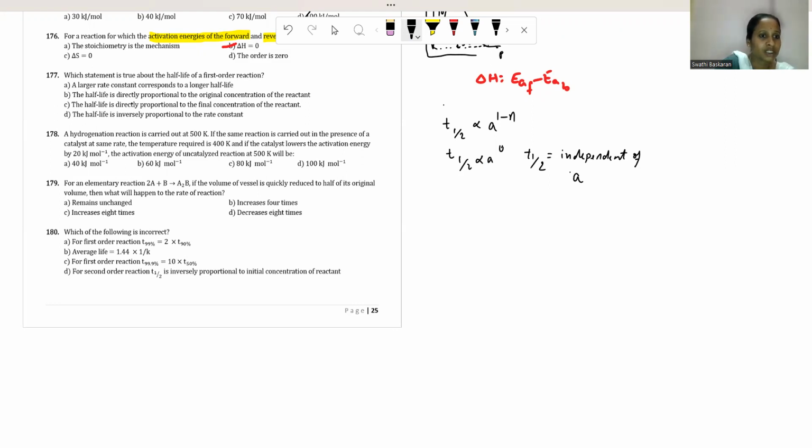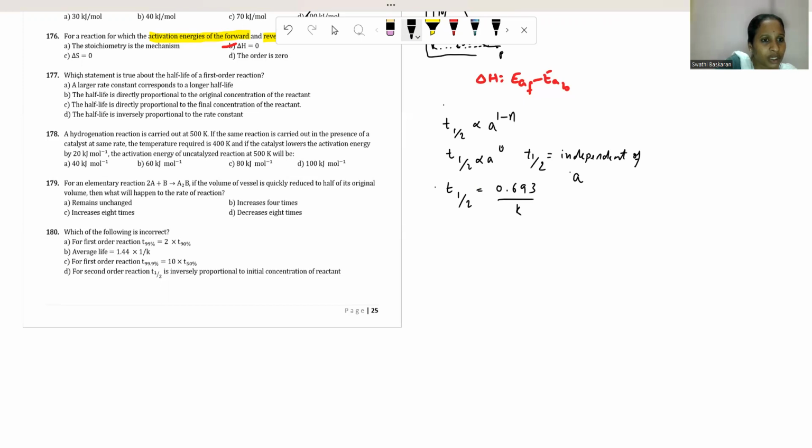What are they giving? A larger rate constant corresponds to a longer half-life. So how is this going to be? Because they are saying larger rate constant corresponds to longer half-life. So we know the T half formula of first order reaction: T half is equal to 0.693 by K. So they are talking about rate constant. If we have a large rate constant, T half should decrease because these two are inversely related. So hence option A is wrong.